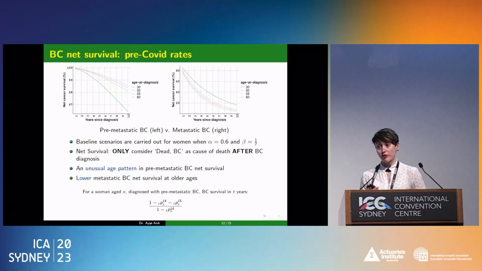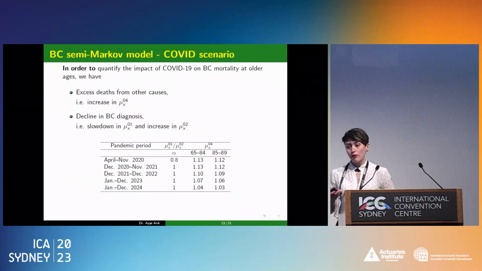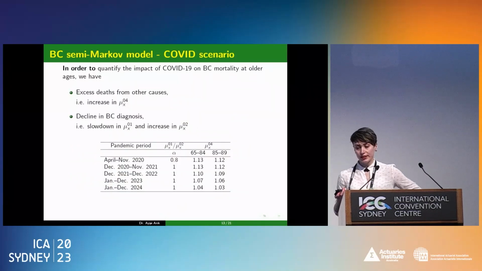In the UK, it is between 47 to 73, so younger age groups are missing the opportunity to have an early diagnosis. And on the right-hand side, we see the usual age pattern with rapidly decreasing survival. So provided this, now we are confident to move into the pandemic model.